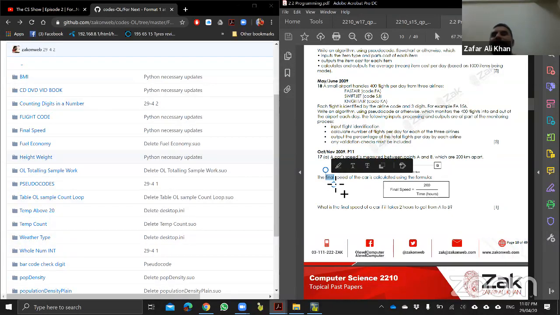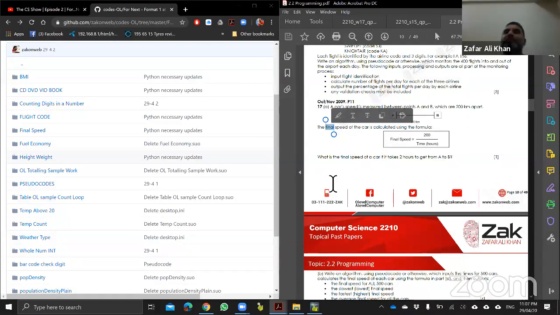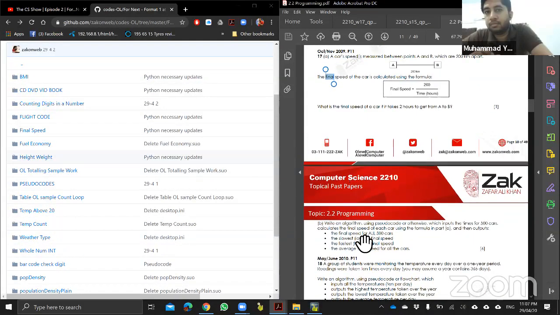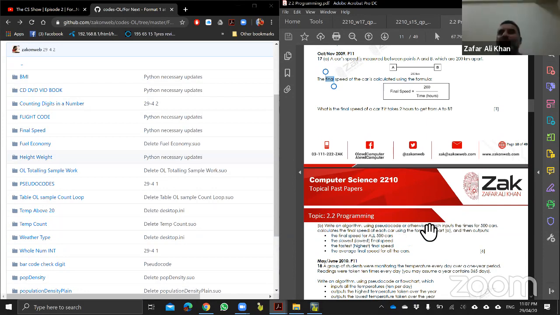So we know that speed is distance divided by time. So we have this question: write an algorithm using pseudocode or otherwise which inputs the times for 500 cars. So this 500 cars is telling us that this is actually a for next loop, simple for next loop. Calculate the final speed of each car using the formula in part A, that is 200 divided by time.